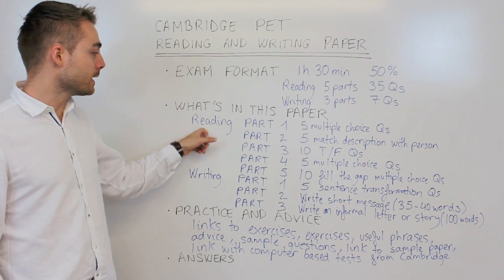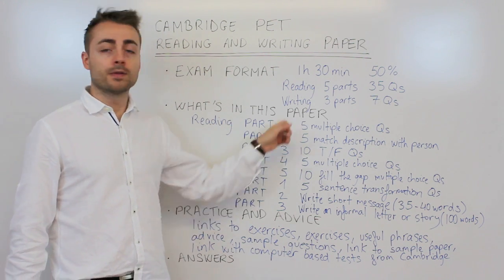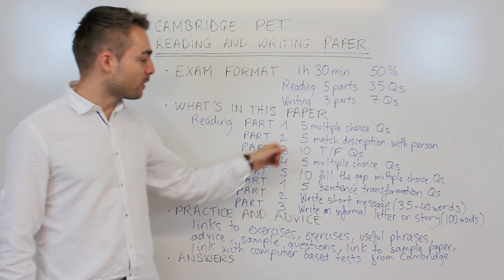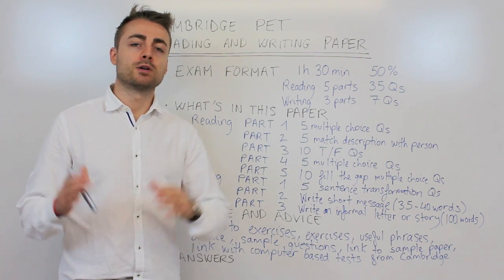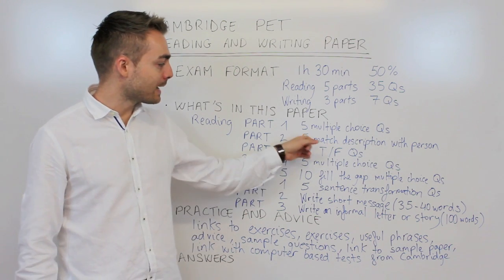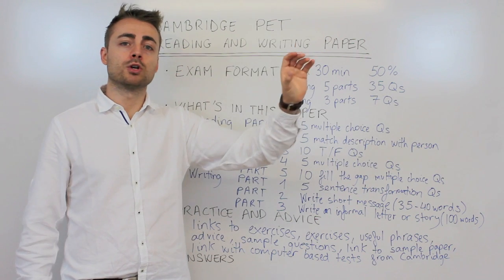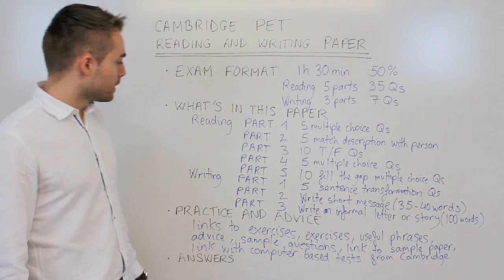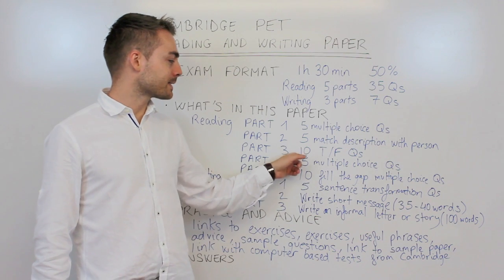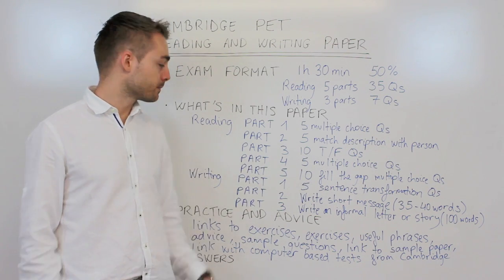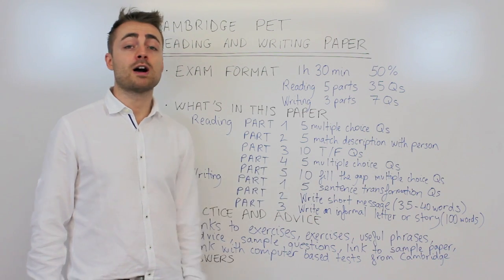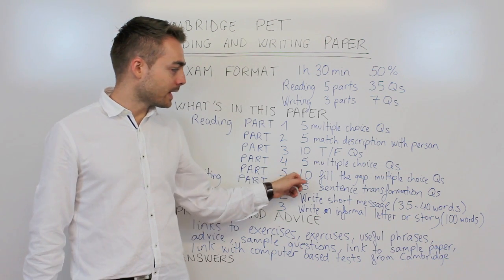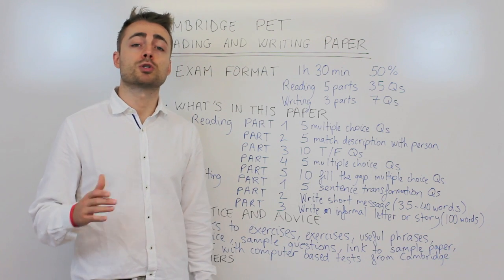So, in the reading, in part 1, there are 5 multiple choice questions. In part 2, there are 5 matching questions. Right, so you've got to match the description that you have on the left with a person you have on the right. Part 3, there are 10 true-false questions. Part 4, there are 5 multiple choice questions. And finally, part 5, there are 10 fill-the-gap multiple choice questions.